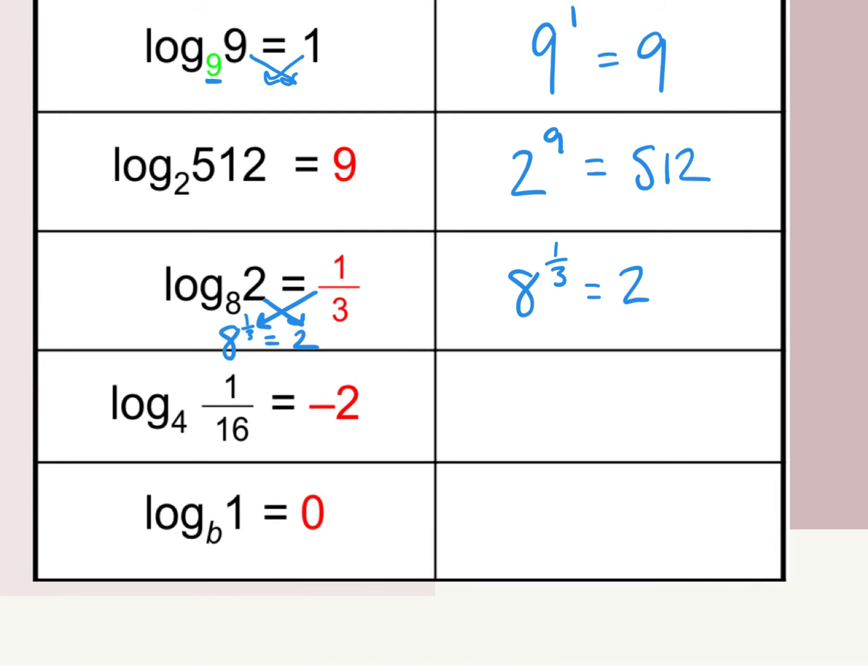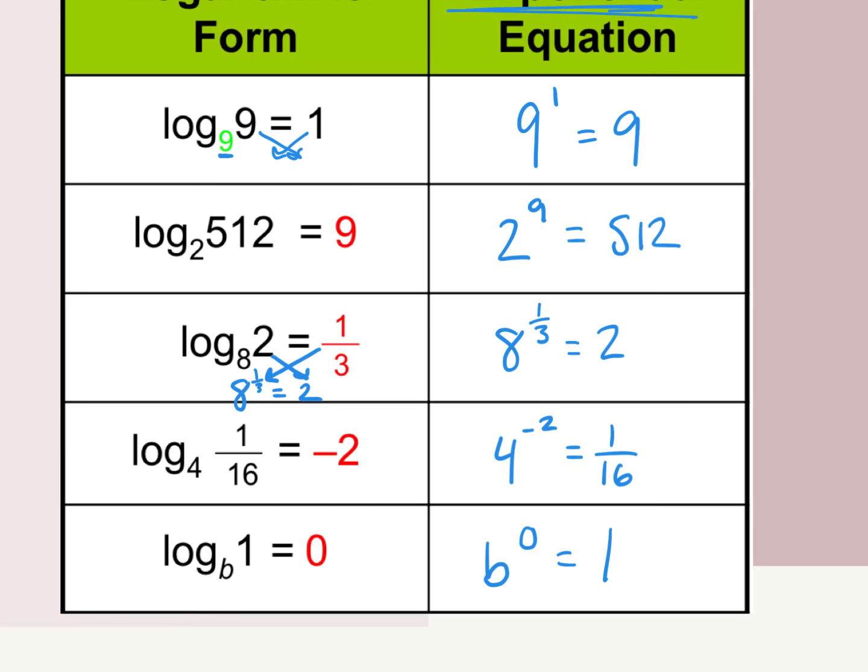In the fourth one, what's our base? 4. What's our exponent? -2. And what's that equal to? 1 over 16. And then the last one, what's our base? B. What's our exponent? 0. And what's that equal to? 1. Good job, guys. Any questions on this page?